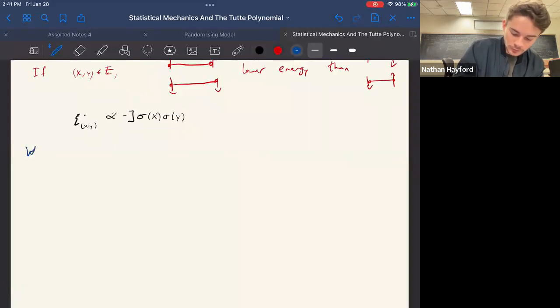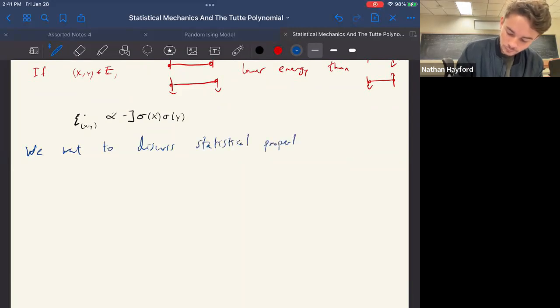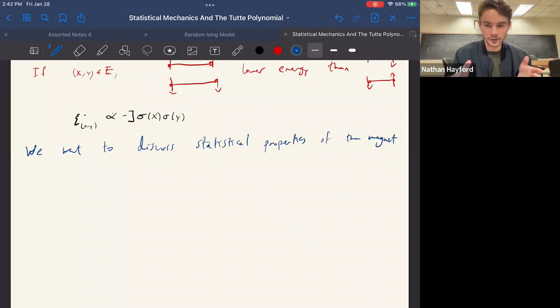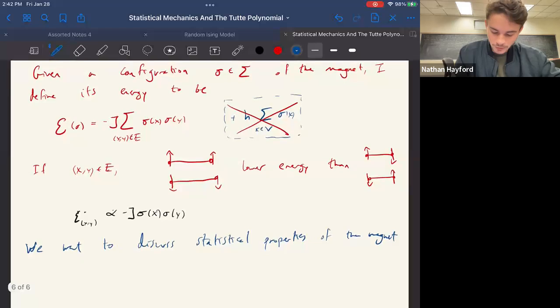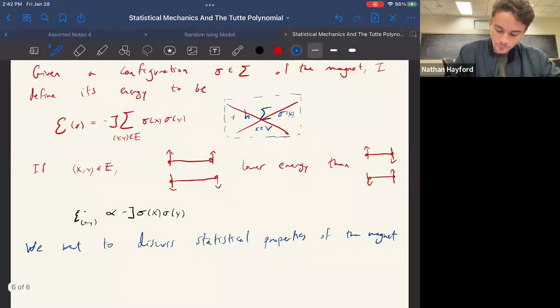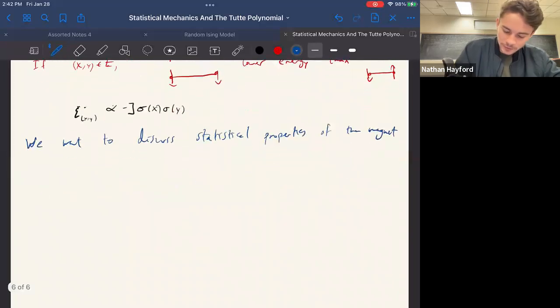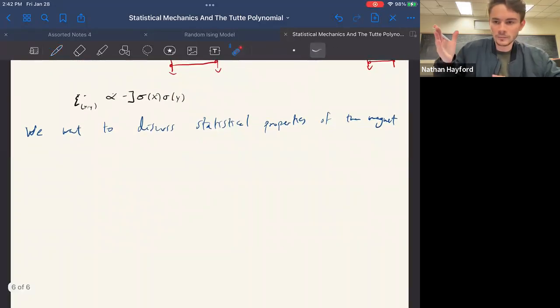We want to discuss statistical properties of this magnet, i.e. what is its average energy at a given temperature, or what's its average magnetization at a given temperature, and so on and so forth. So I want to now assign a probability to a given configuration of the magnet. A good expectation is that the higher the energy, the less probable the configuration should be.